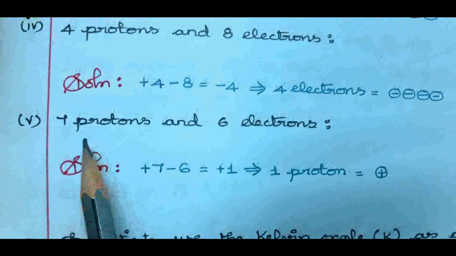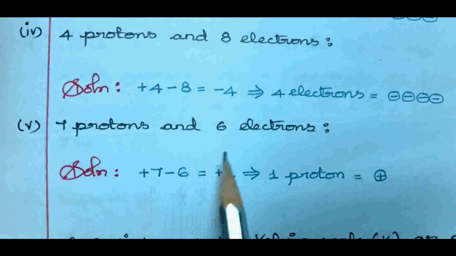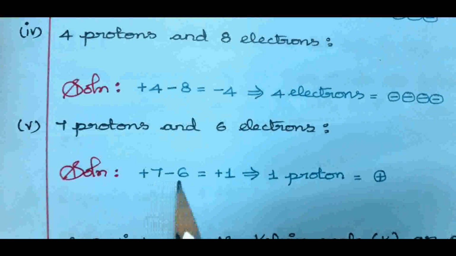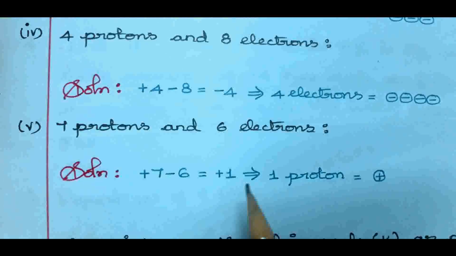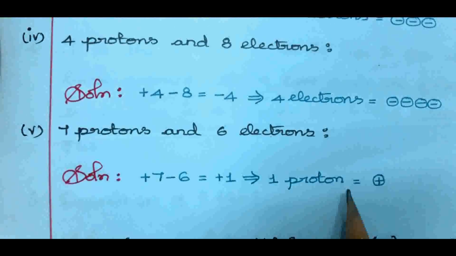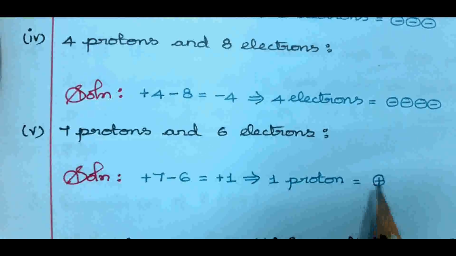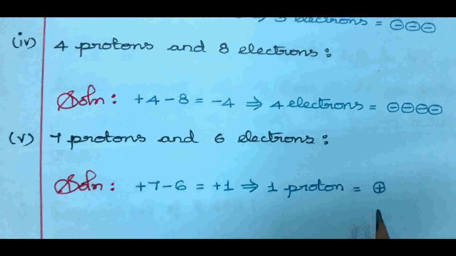Next, fifth question, 7 protons and 6 electrons. So protons plus 7 and electrons minus 6. So different signs. 7 minus 6 is 1. The biggest number sign is plus. So the answer is plus 1. Plus 1, when represented, should be represented as 1 proton. And for proton, we have to represent it with plus. Here 1 proton, so 1 plus encircled, right? So here the second question gets over.